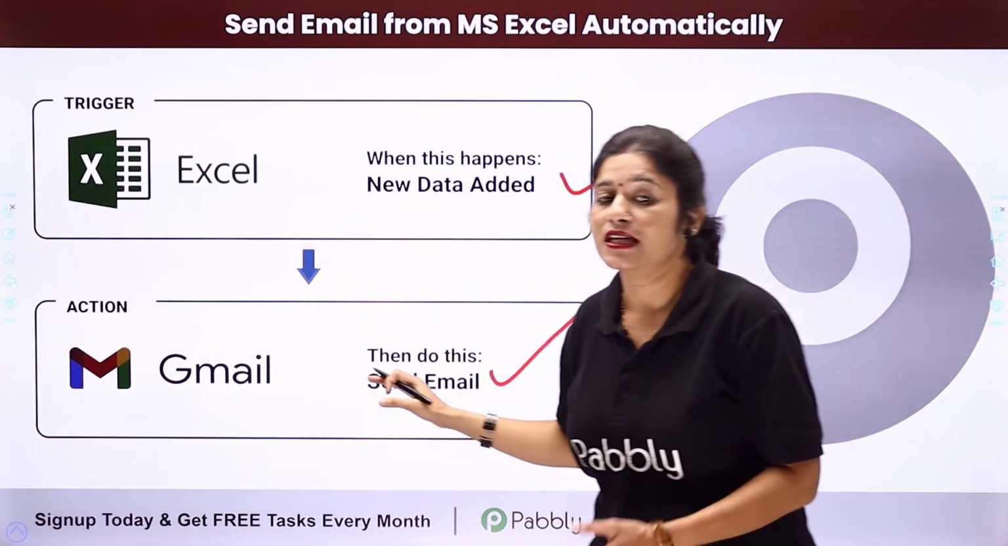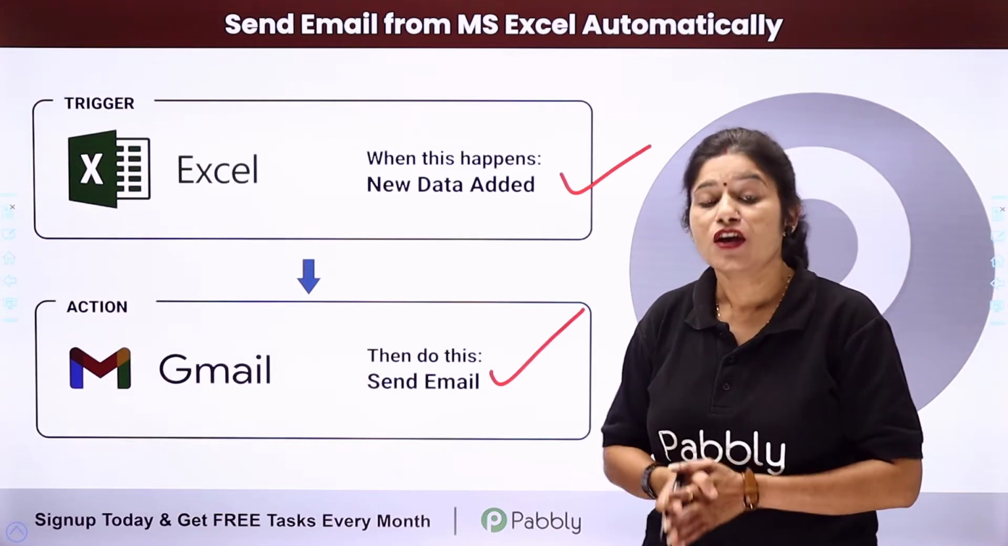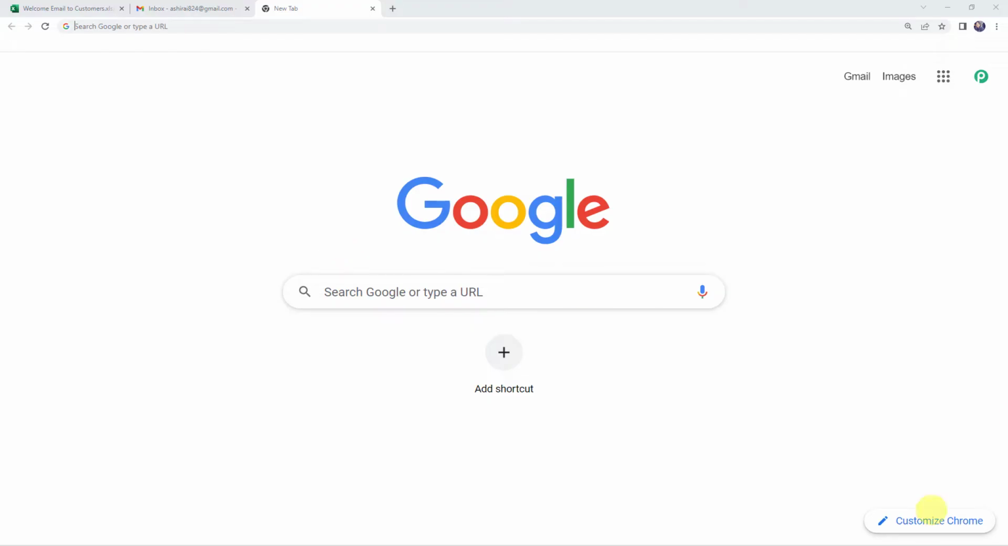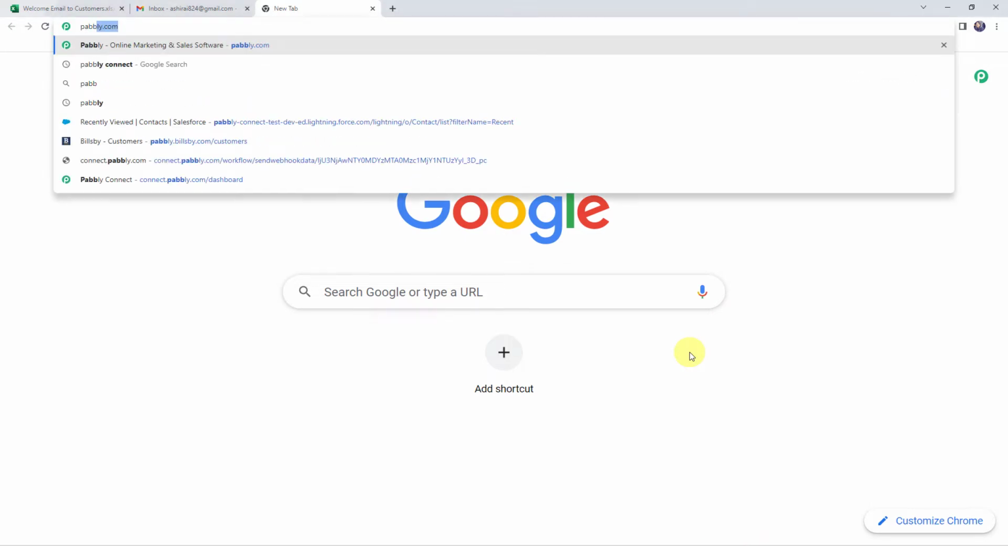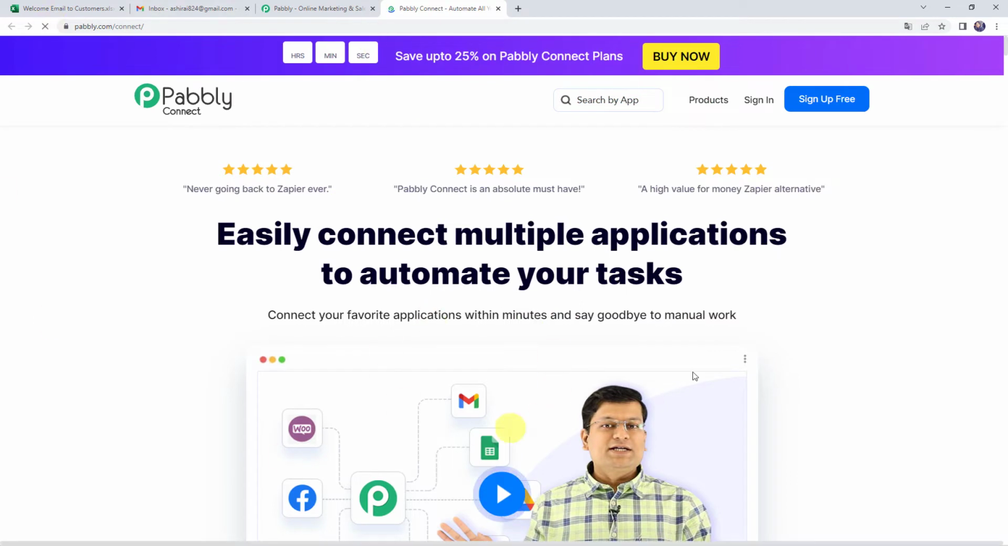So how you can set up an automation and how you can integrate these applications using Pabbly Connect, for that you need to come to my screen. So welcome to my screen. Here let us type pabbly.com in our browser. This is the website of Pabbly. Here we have to come to products and click on Pabbly Connect. This is the landing page of Pabbly Connect.